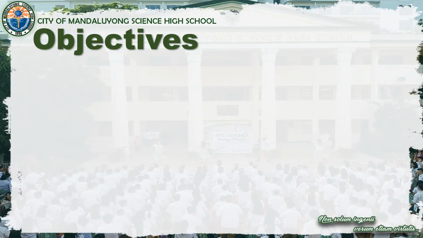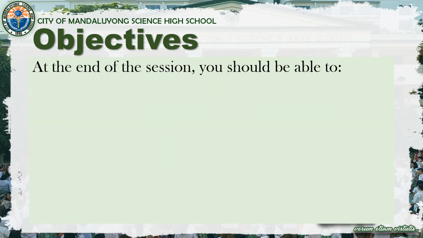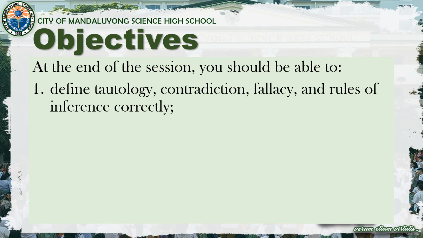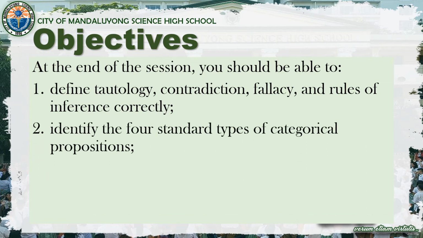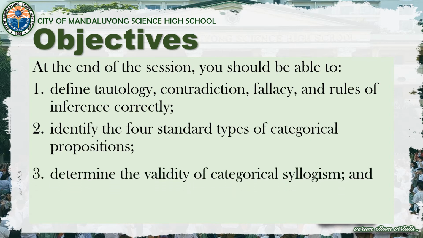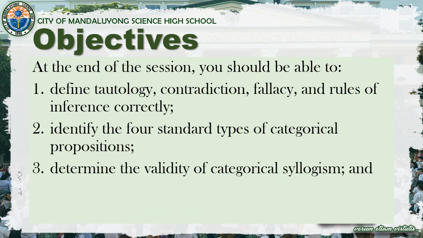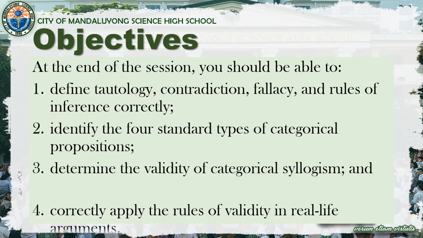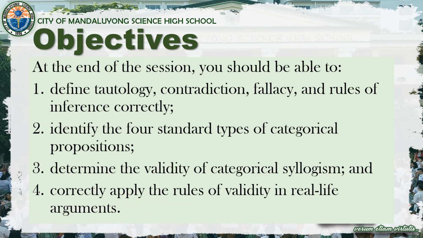Of course, before we start, we should identify first our objectives for today. At the end of the session, you should be able to: number 1, define tautology, contradiction, fallacy, and rules of inference correctly. Second, identify the 4 standard types of categorical propositions. Third, determine the validity of categorical syllogism. And fourth, correctly apply the rules of validity in real-life arguments.